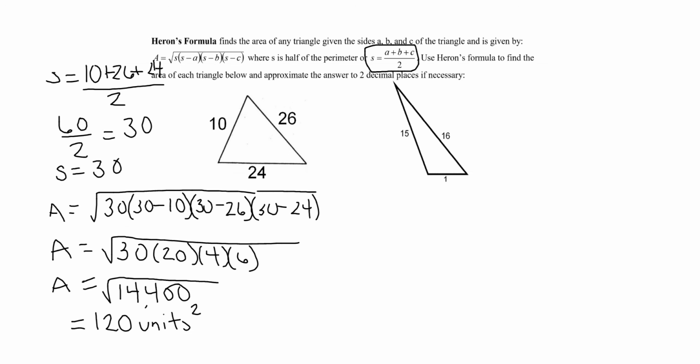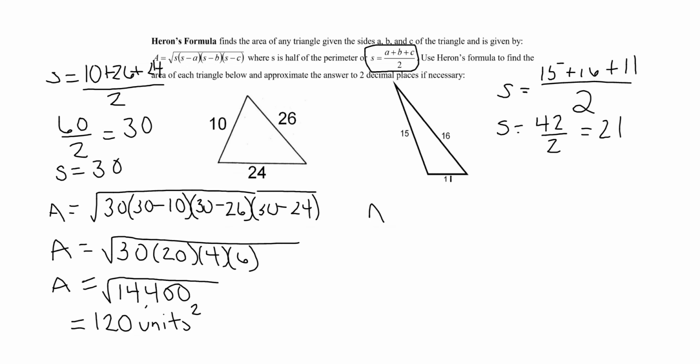Okay, now for the second one, there is a mistake on there. Make that 1 underneath. It won't work with 1. It has to be an 11. So just add that in on your paper. And again, the first thing we want to do is find S. So S is going to equal 15 plus 16 plus 11 divided by 2. And we get 42 divided by 2. So we get 21 for S.